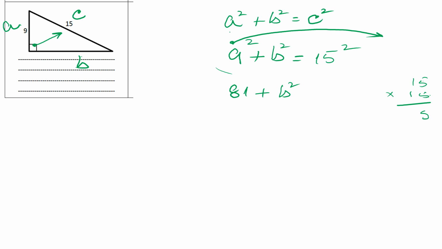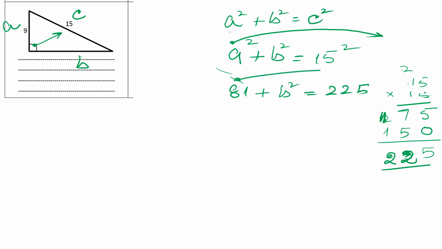5 times 5 is 25, 2 carry. 5 times 1 is 5 plus 2 is 7. Now here we write the 0. 1 times 5 is 5 and 1 times 1 is 1. So here 5. 7 plus 5 is 12. My mistake. So write the 2 and 1 carry. 1 plus 1 is 2. So you write here 225.